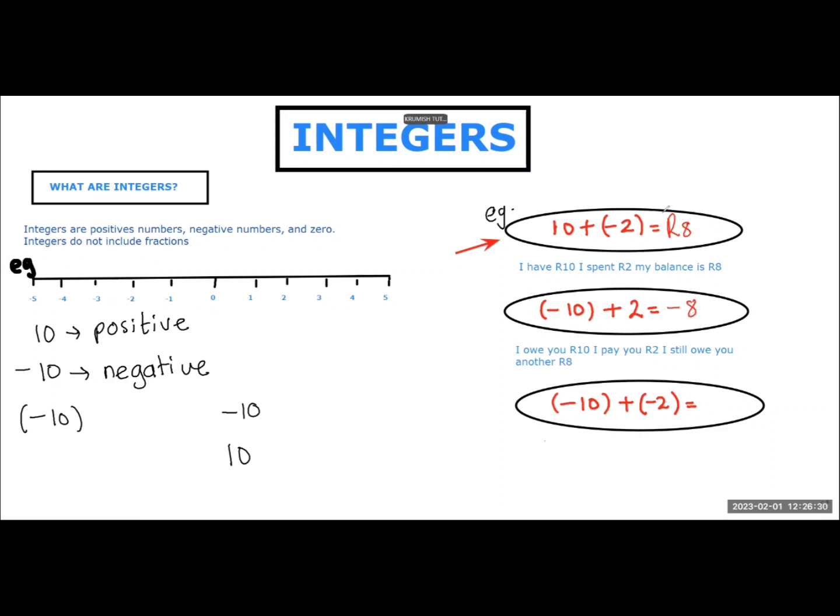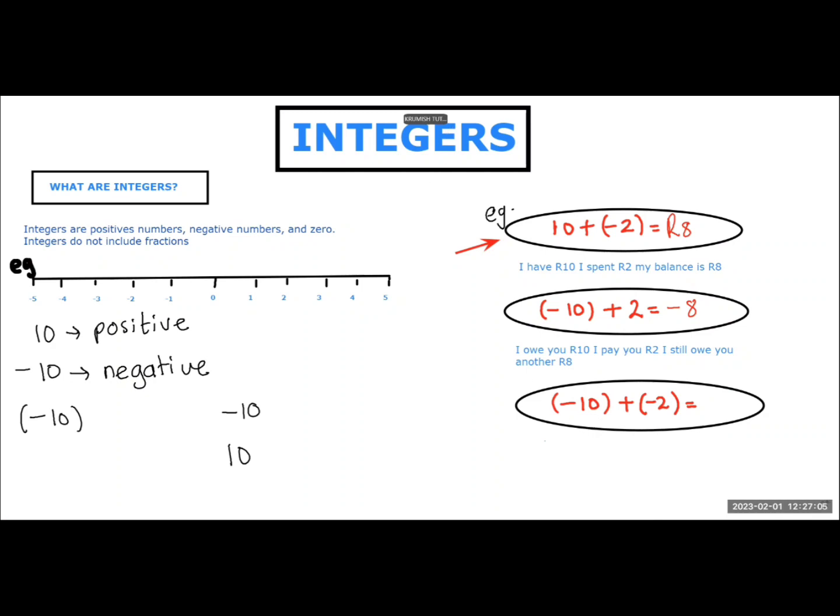Okay, so why did I have a positive here? Because the balance here was what I had in my pocket. If I have 10 Rand and I spent 2 Rand, so only 2 Rand came out of this 10 Rand, isn't it? I still have 8 Rand. Because I have the 8 Rand, it's positive. I owe you 10 Rand. I pay you 2 Rand. I still owe you more money, isn't it? And because I owe you that 8 Rand, it is -8. So owing means negative, having means positive.